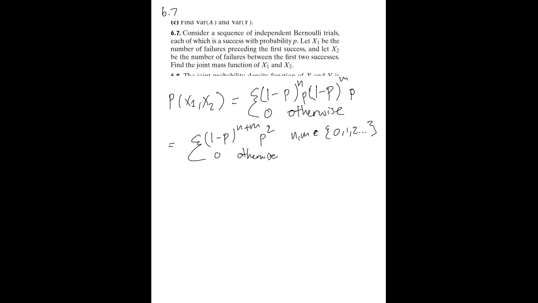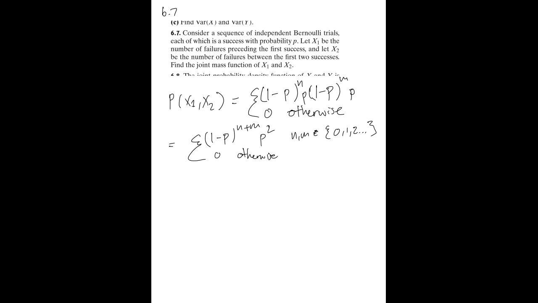Okay, 6.7. Consider a sequence of independent Bernoulli trials, each with a success probability p. Let X1 be the number of failures preceding the first success, and let X2 be the number of failures between the first two successes. Find the joint mass function of X1 and X2.